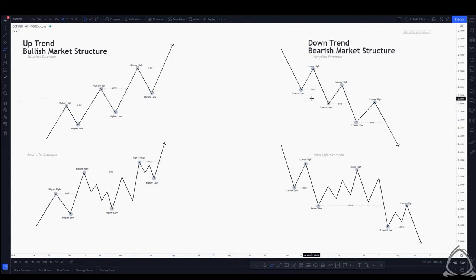But again, like the bullish example, this is more of the utopian example. This is the textbook example. But we also want to look at what we're more than likely going to see on a true price chart, so that we can be prepared for what is to come on an actual chart. So what we can see here is price creating a lower low. We get that retracement or correction to create a lower high. We then break that previous low, creating a lower low.